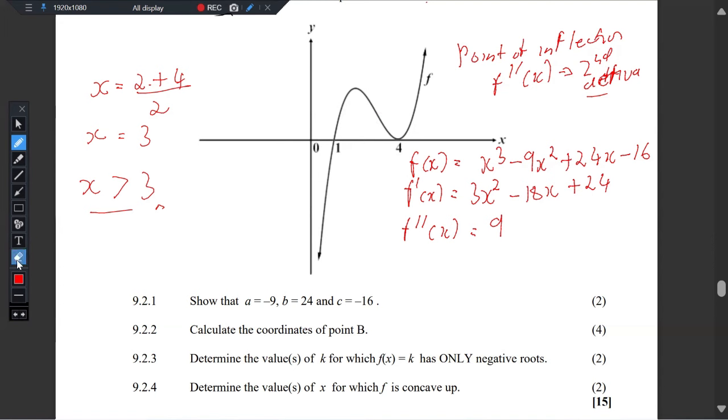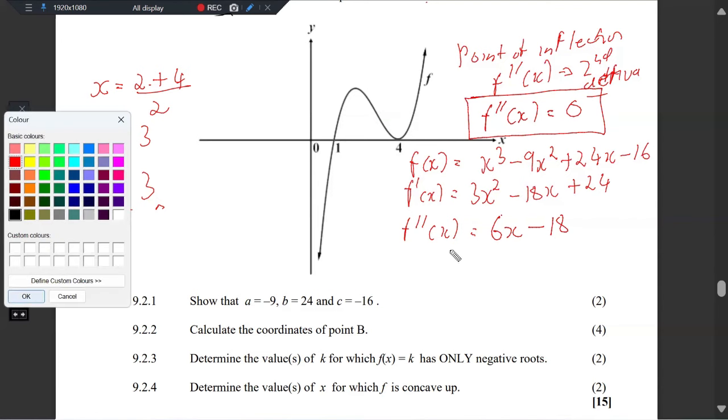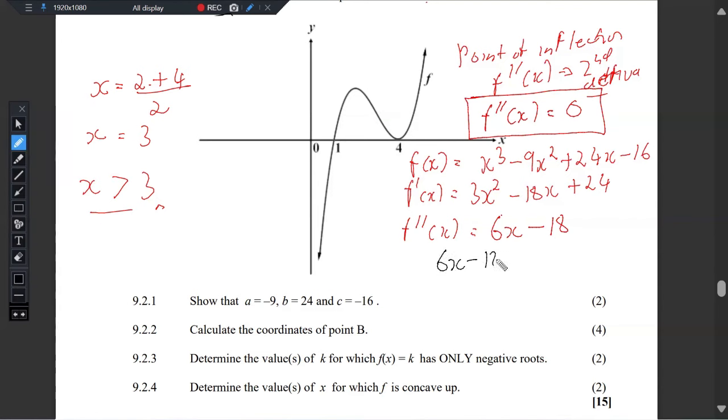So here, not 9, that's 3 times 2 is 6x, and then here we have minus 18. But then the second derivative, in order to find the point of inflection, has to be equated to 0. So also note that. It's a bit of a process if you're going to do it the traditional way. Then 6x equals 18, divide by 6, divide by 6. Again, my x is equal to 3.